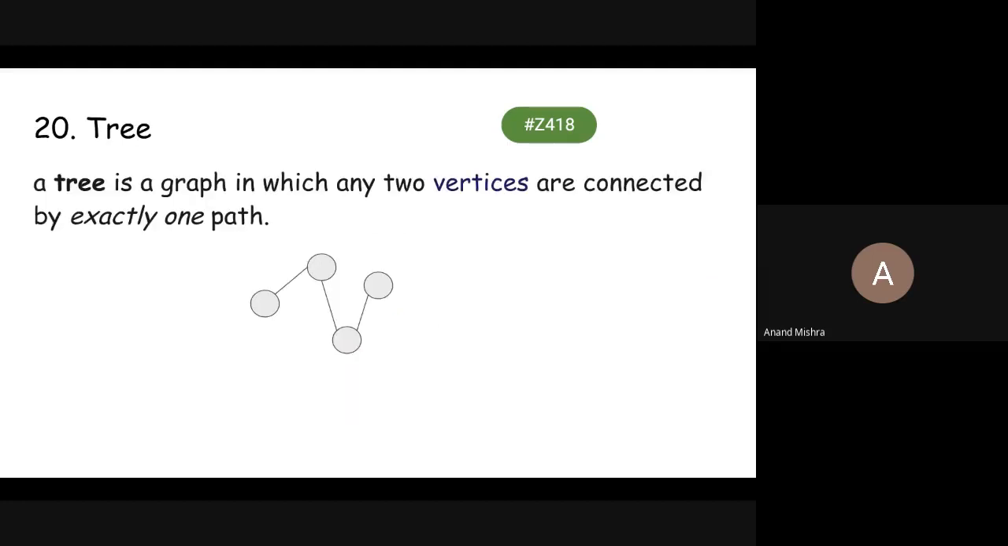Okay, so the 20th one, of course, it doesn't end. Maybe there are more versions and more parts of graphs, but at least the important ones we have covered. The 20th one is called a tree, right? So this is another thing.